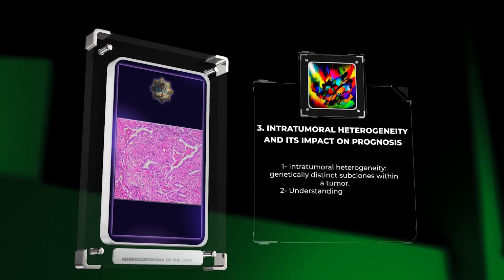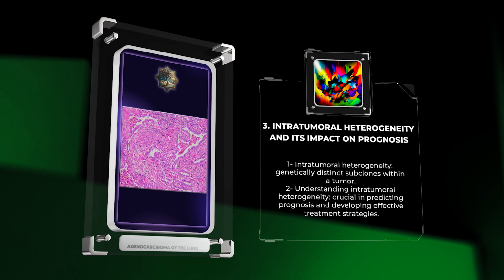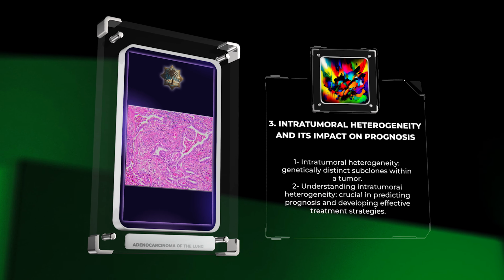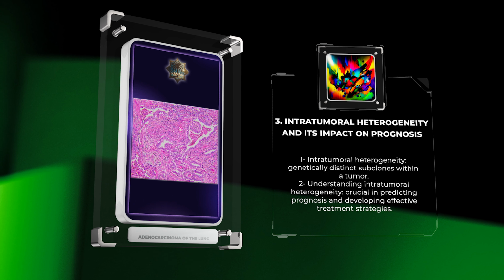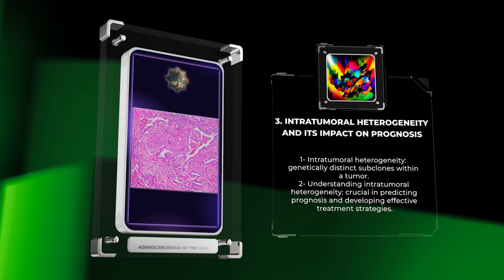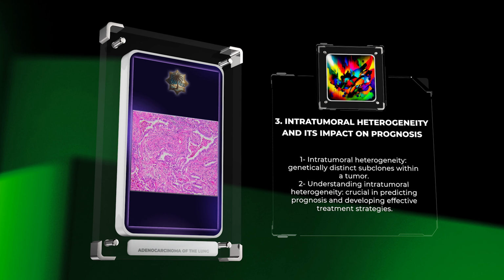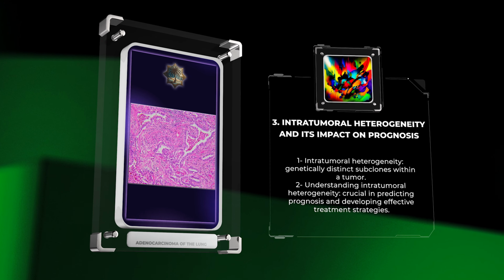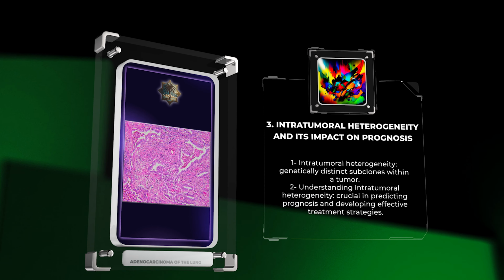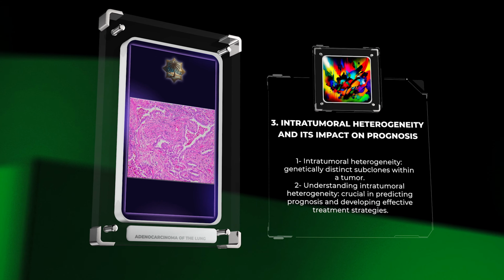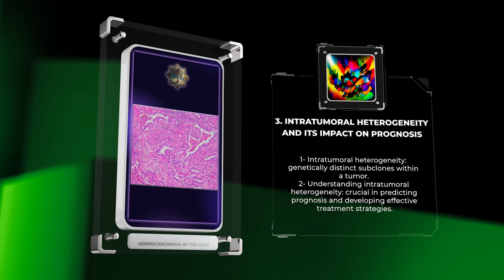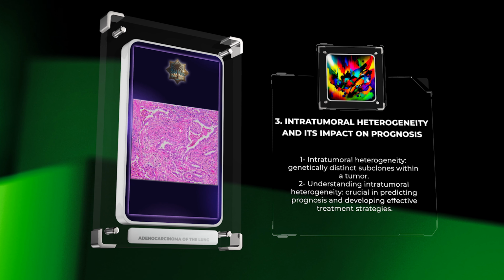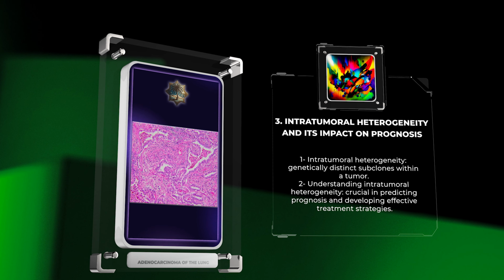Intratumoral heterogeneity, defined as the presence of genetically distinct subclones within a tumor, poses a significant challenge in managing adenocarcinoma of the lung. It contributes to the development of resistance to targeted therapies and can lead to disease progression. Understanding intratumoral heterogeneity is crucial in predicting prognosis and developing effective treatment strategies. Techniques such as next-generation sequencing and single-cell analysis play a prominent role in unraveling the complex genetic landscape of adenocarcinoma and identifying potential therapeutic targets.